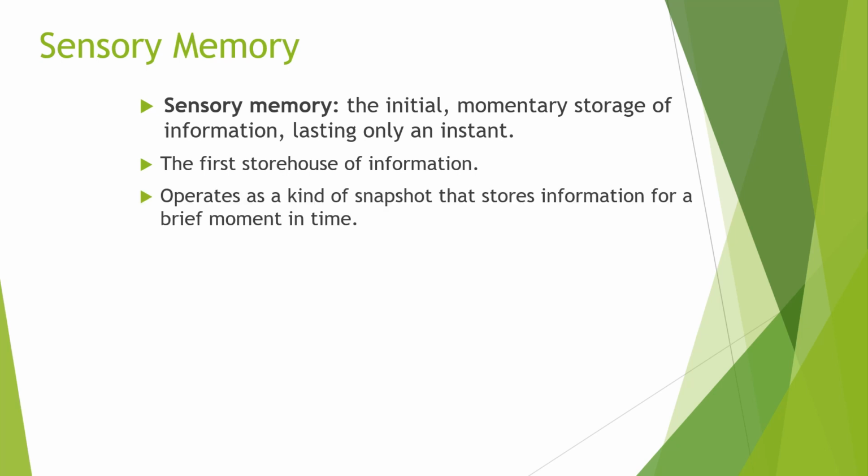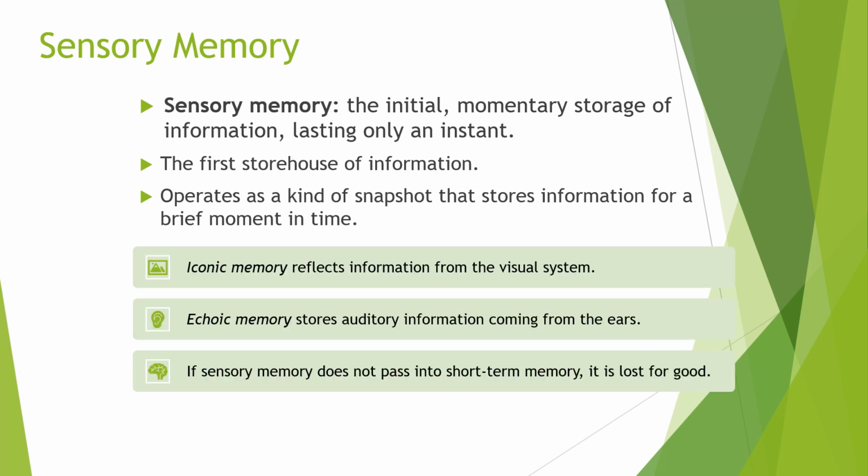Sensory memory acts like a camera snapshot that you have in front of you. So it stores information for a very brief moment of time. Now, there are 2 different types. You may have noticed that on the previous slide with that flow chart. There are 2 different types of sensory memory. There is iconic memory and there is echoic memory. Iconic memory is visual information. It stores visual information. Echoic memory, right?